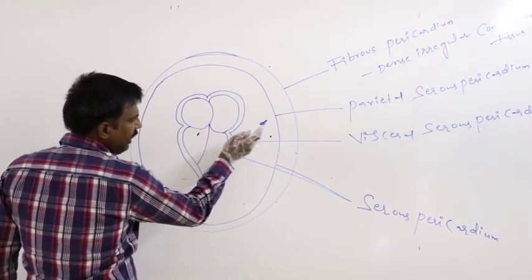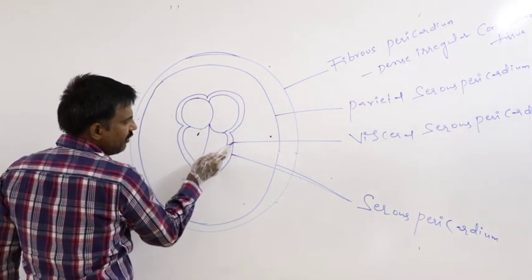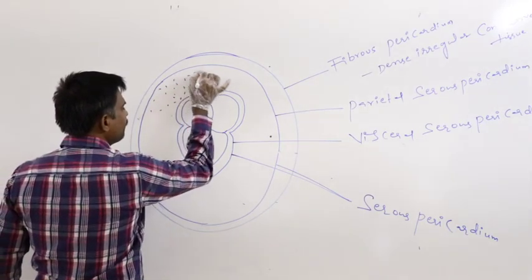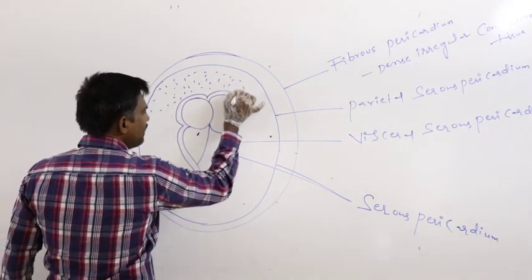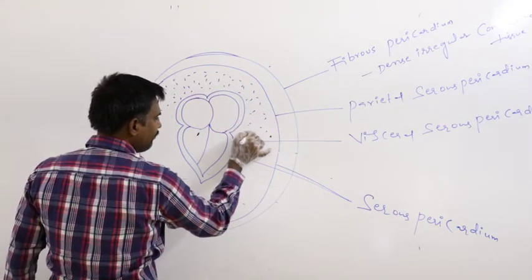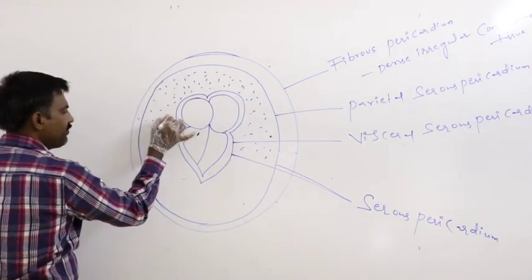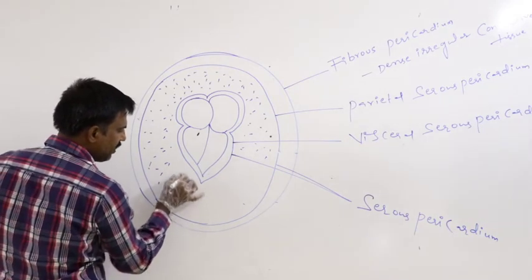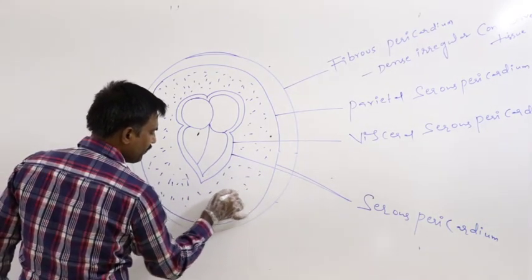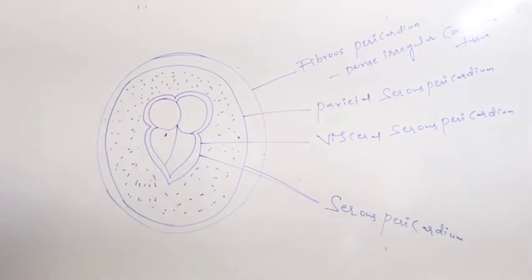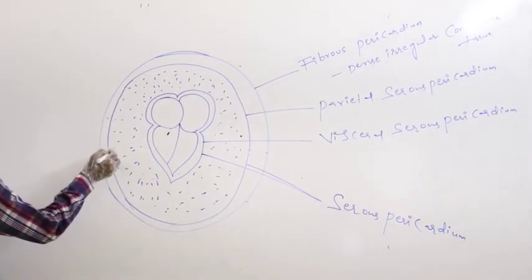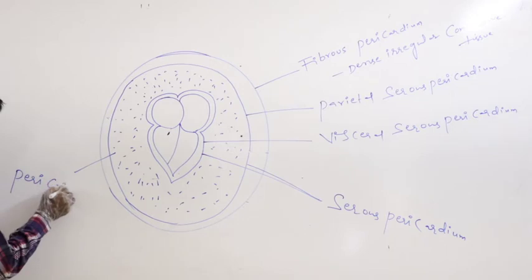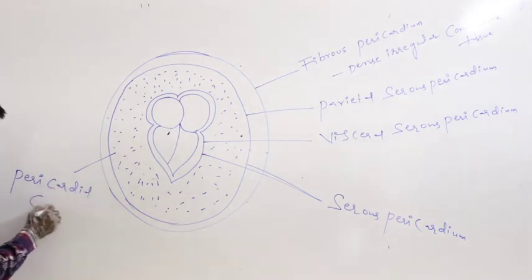Between the parietal serous pericardium and the visceral serous pericardium, the space present is said to be the pericardial cavity. This is the pericardial cavity.